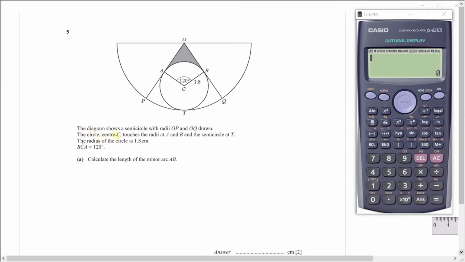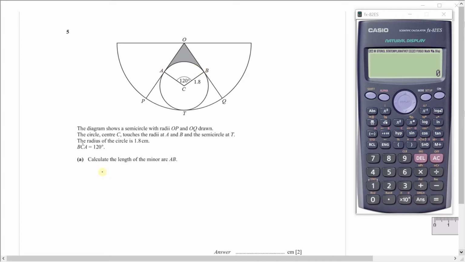Question number 5 is: the diagram shows a semicircle with radii OP and OQ drawn. So this is your big semicircle with OP and OQ as radii of this semicircle. The circle with center C touches the radii at A and B and the semicircle at T. So this inner circle touches the radii of the outer semicircle at A and B and this point T. The radius of this circle is 1.8. This angle is given as 120. Calculate the length of the minor arc AB. So minor arc AB is this one.